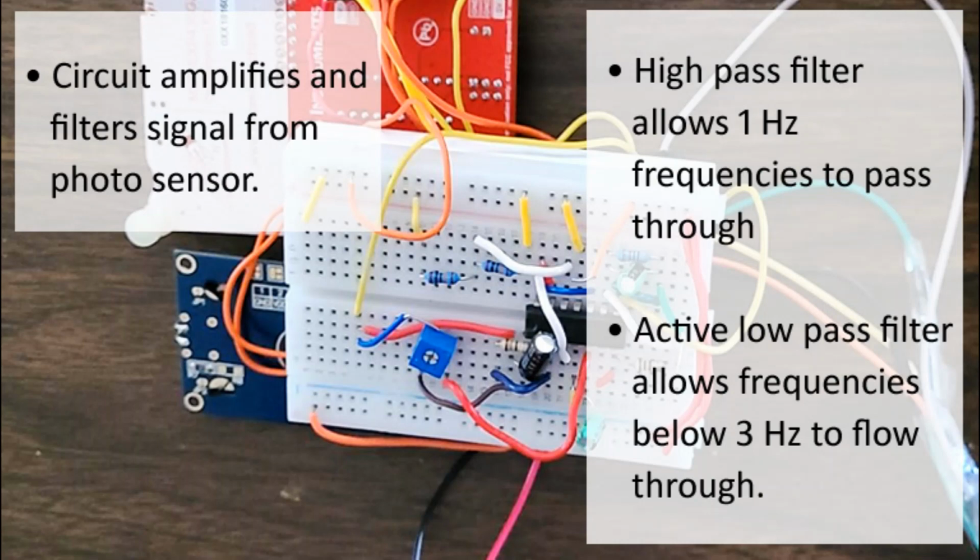After that, we go into an active low-pass filter, which lets low frequencies below roughly 3 hertz go through and attenuates everything else and has a gain of 1. Then finally, we go into our final amplifier, which also acts as another low-pass filter and also amplifies the signal one final time.